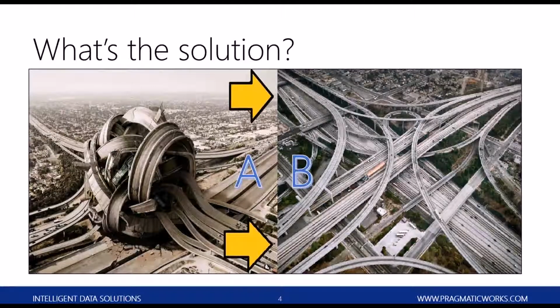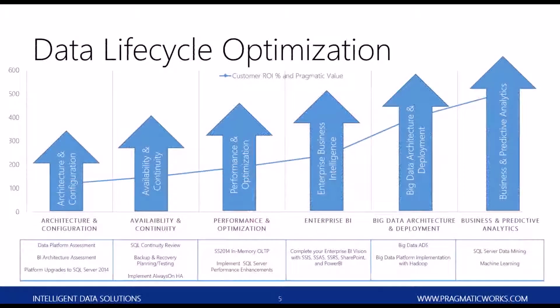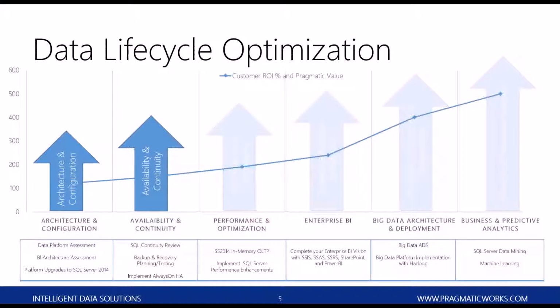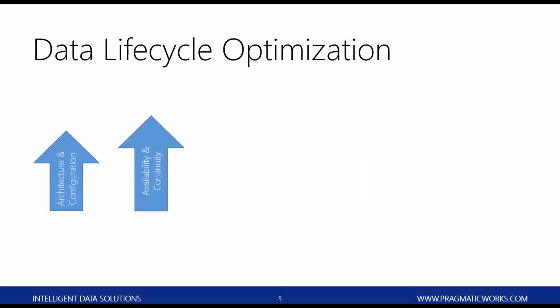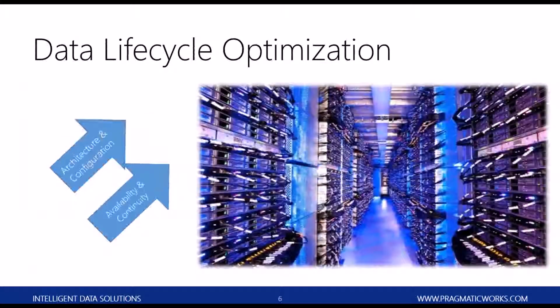And the way that we do our approach, and this is what we talked a lot about on Monday, and I'm just going to do a brief intro here so that you guys know what we're talking about, is the idea of data lifecycle optimization. It's the process that we use here at Pragmatic Works to look at platforms. And it's basically the idea of starting off with architecture and configuration, which is half of what we're going to be talking about today, and then moving into availability and continuity. There's a number of other phases to the process, but we're going to be just focusing today on these first two. And with these first two, we want to be able to take a look and see, where is it that we're going to go when we're building out our environment, and what are the things that you need to be thinking about.